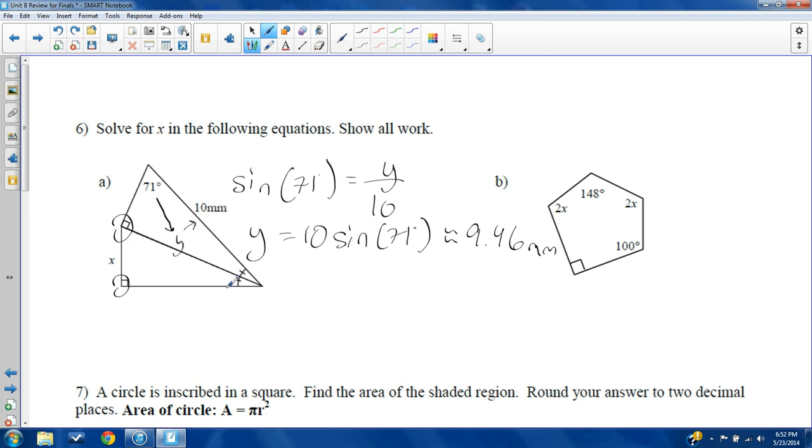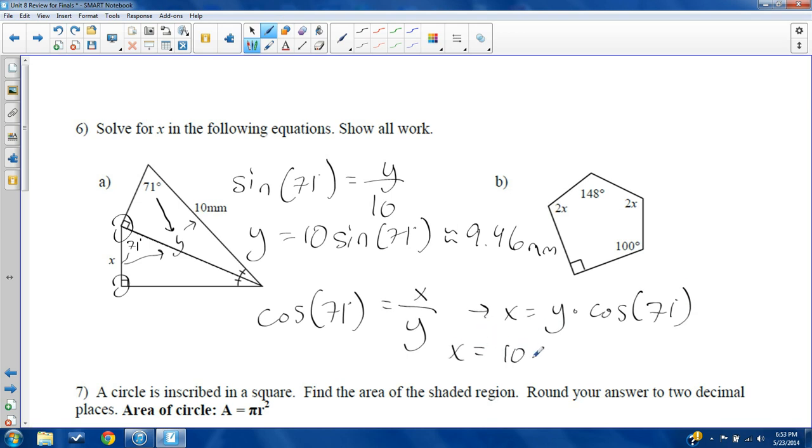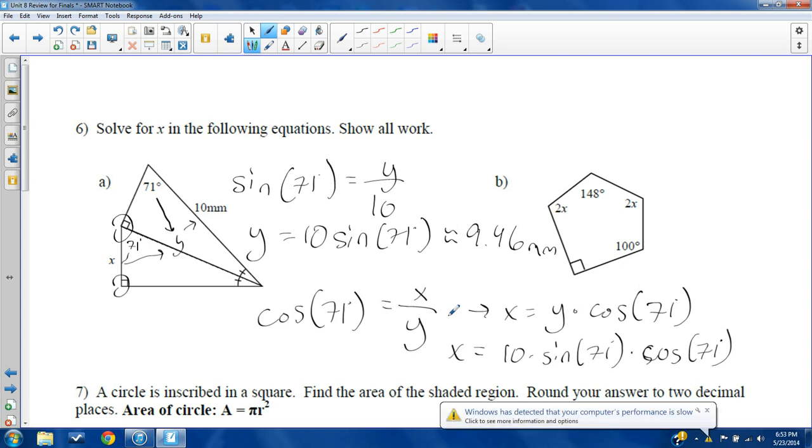Here's x. Now, it says they don't know what these angles are. Well, if these are congruent, then these are congruent right here. So this also must be 71 degrees. So if I have this y here and I need to get x, this is the adjacent side and this is the hypotenuse. I can take the cosine of 71 degrees. That'll be equal to x over y. So x will equal y times the cosine of 71 degrees. Now y is 10 times the sine of 71, so times the cosine of 71. Okay. And that equals 10 times sine 71 times cosine 71, about 3.78 millimeters.